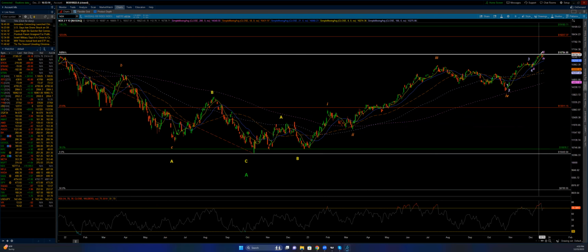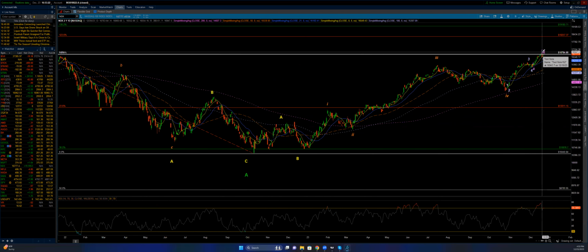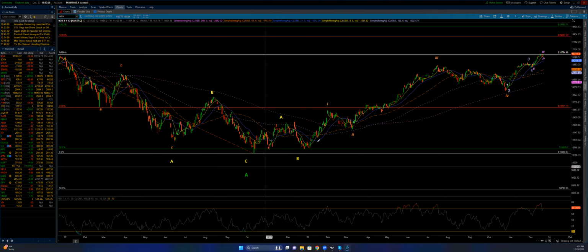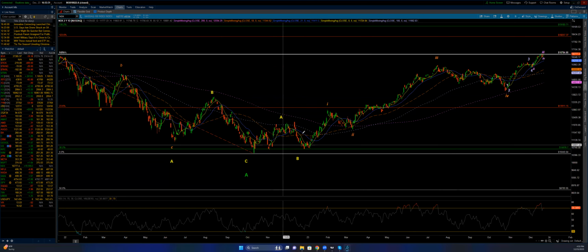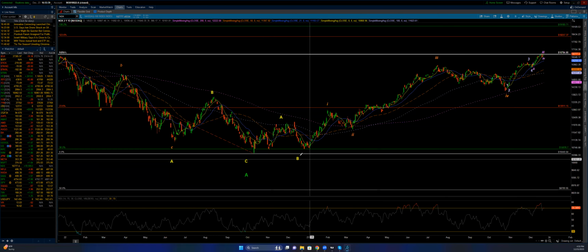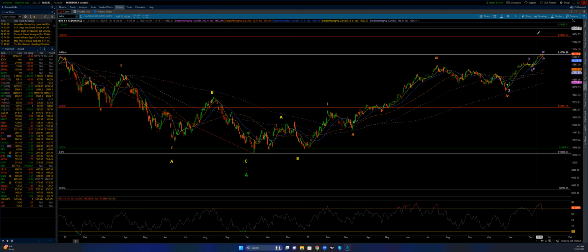We have 100%. That brought us right up to 16,764. So we got just above that. But you can see now, what can we add? Now let's just take a look at what we can put in for a C wave, right? Because what I'm looking at, there's the A, there's the B, 1, 2, 3, 4. And we're inside minor wave 5 to complete intermediate wave C to put on primary B.